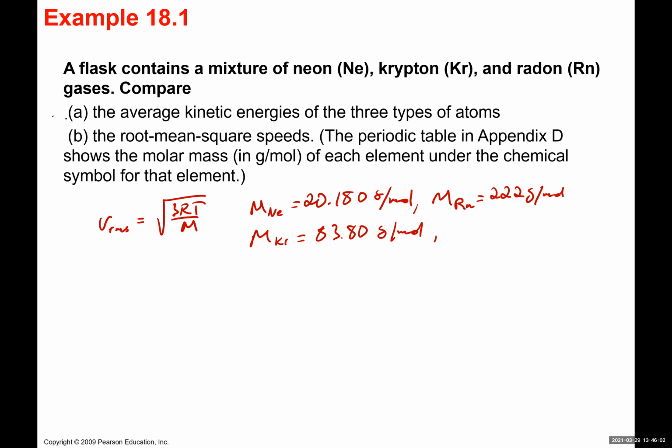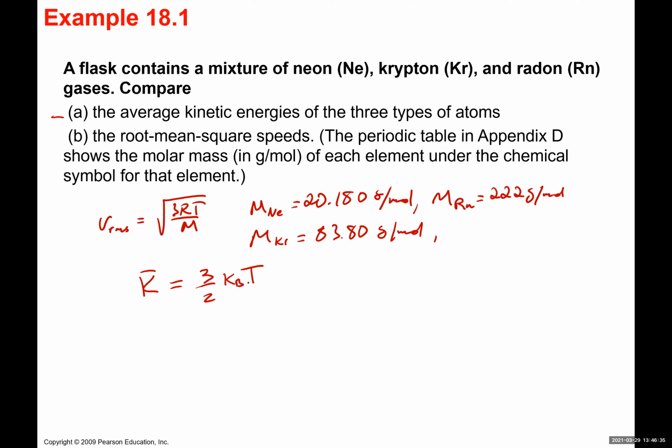Now, part A says, what is the average kinetic energy of these three types of atoms? Well, one thing we have is this. The average kinetic energy, remember, is equal to 3/2 kB times T, right? I like to write the B right next to the k, so that you know it's the Boltzmann constant, not a spring constant or the other things that we use the k for. This is the Boltzmann constant. So average kinetic energy is 3/2 kB times T.